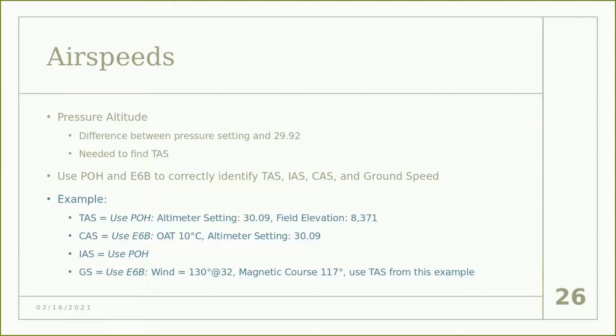So if you have an altimeter setting of 30.09, what is your pressure altitude difference? What's the difference between the two? Simple math.